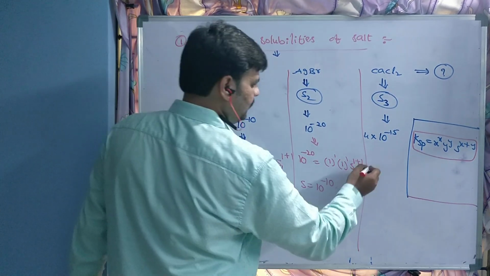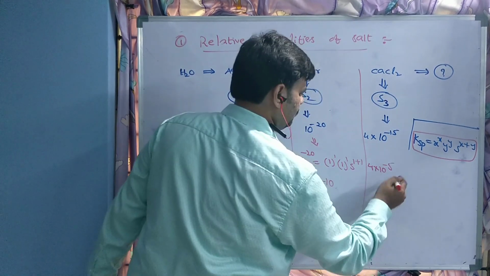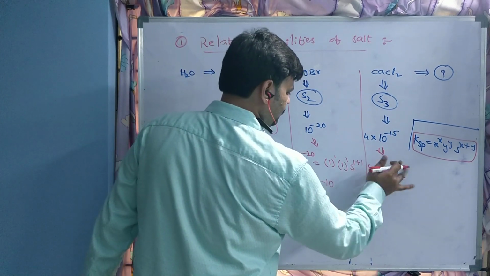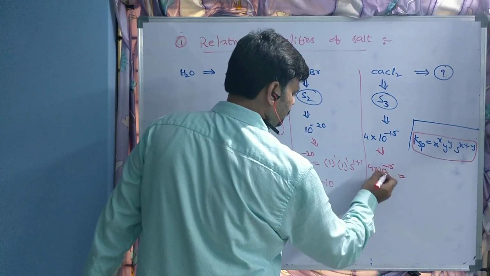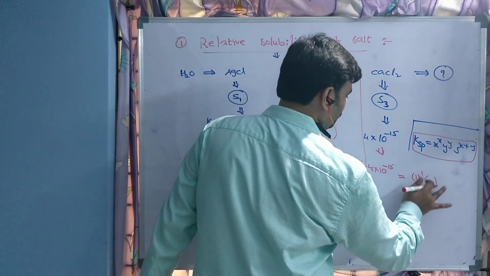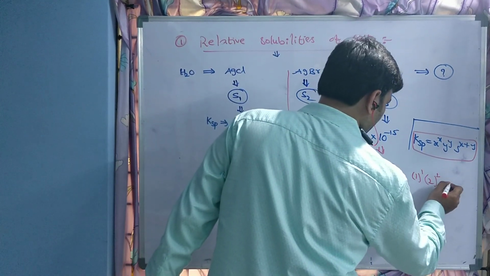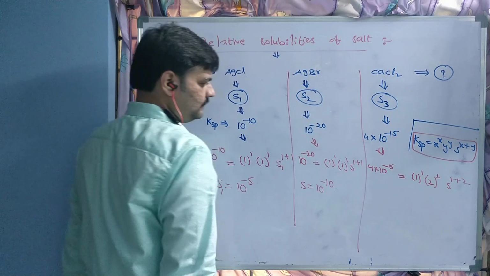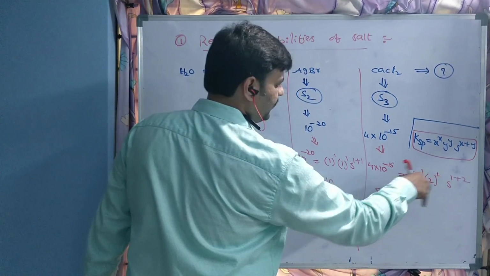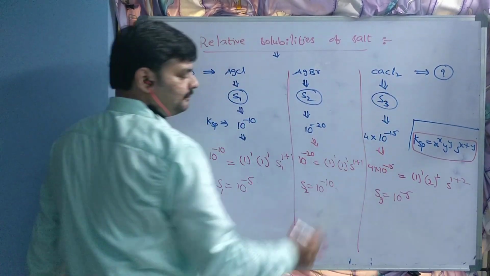And here, 4 into 10 power minus 15 is equal to, sorry, 10 power minus 15 is equal to 1 power 1 and 2 power 2 and S power 1 plus 2. Therefore, here S is equal to 10 power minus 5. So this is S2, this one is considered as S3.